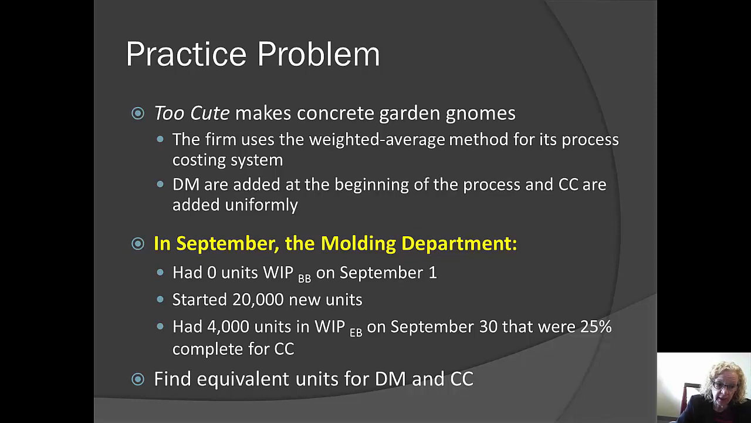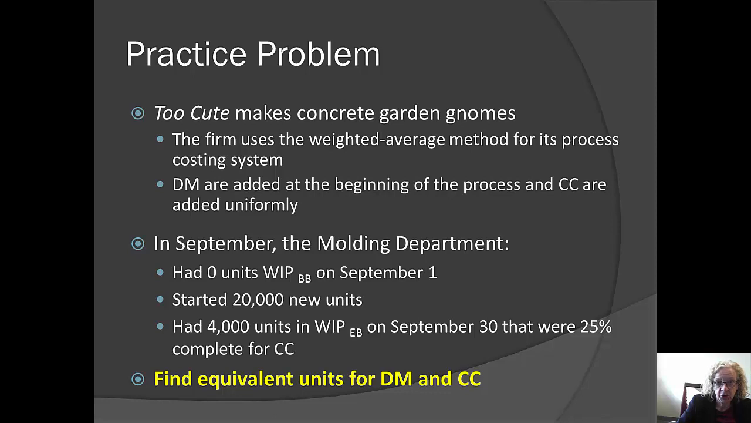We're told that during the period, they started 20,000 new units, and at the end of the month, they had 4,000 units that were 25% complete for conversion. So my question to you is, find the number of equivalent units for materials and for conversion during the month of September for Too Cute.